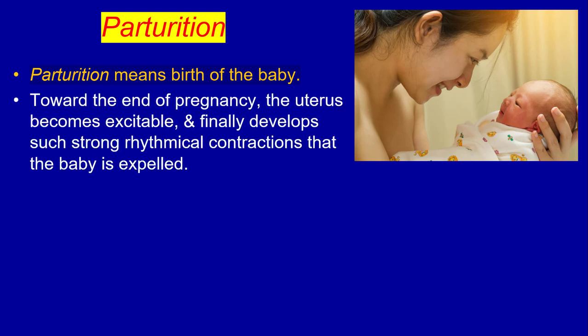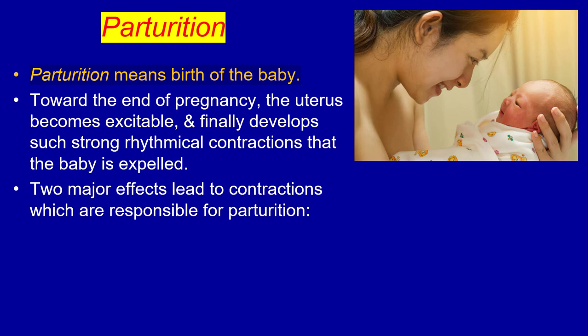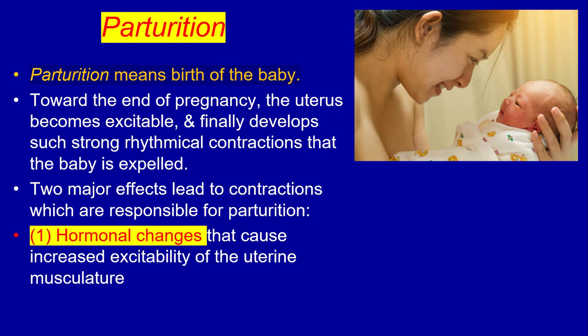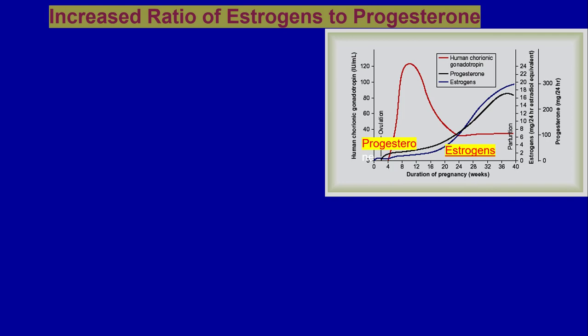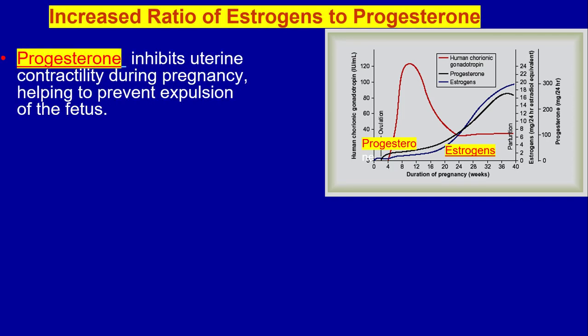Towards the end of pregnancy, the uterus becomes excitable and finally develops such strong rhythmical contraction that the baby is expelled. Two major effects lead to contraction which are responsible for parturition: hormonal changes that cause increased excitability of the uterine muscle, and progressive mechanical changes, which are due to the increase in the size of the baby, which cause stretching of the uterine muscles and make them excitable.